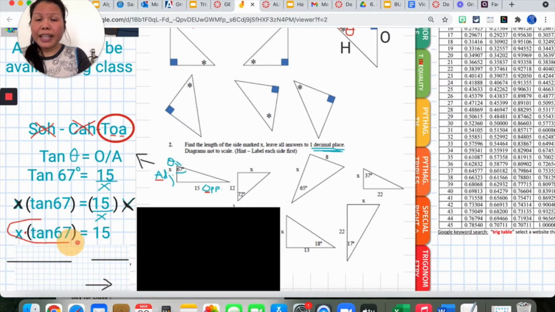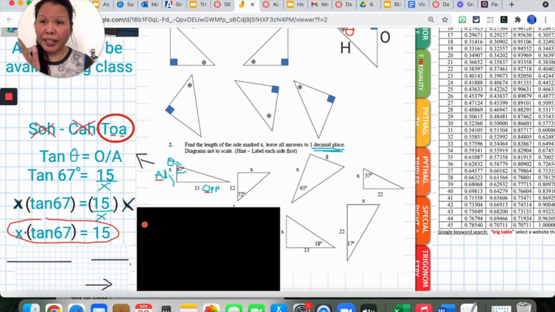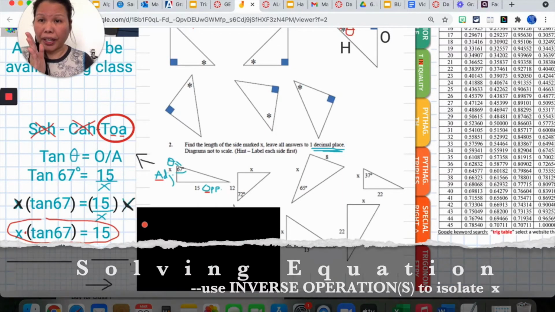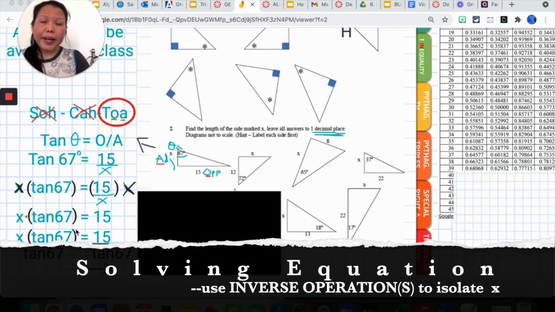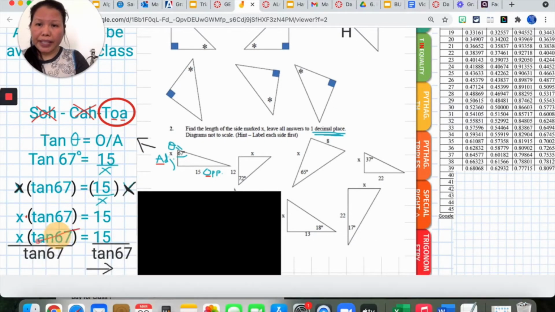X times tangent 67 equals 15, and there is still something with the x on the left hand side. I'm not done yet. I need to get x by itself, eliminating everything with it. So in between, the x is multiplying the tangent of 67. Divide by tangent of 67 on both sides, and I can get rid of the tangent with the x on the left side. To isolate the x, I divide both sides by the exact same tangent 67. I can go ahead and cancel it out like that.